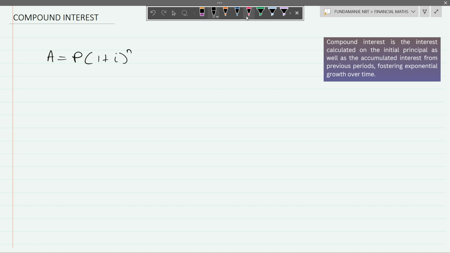We also have a variation of this formula that is used when depreciation occurs. So in the case of depreciation, we have our formula A equals P(1 - i)^n.